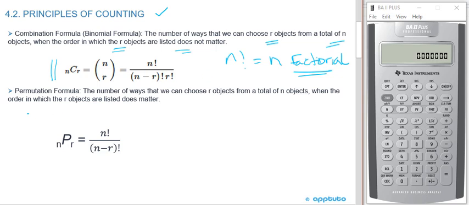The permutation formula is the number of ways that we can choose r objects from a total n when the order in which the r objects are listed does matter. And for that, we're going to use the nPr, and it's n factorial divided by (n minus r) factorial.